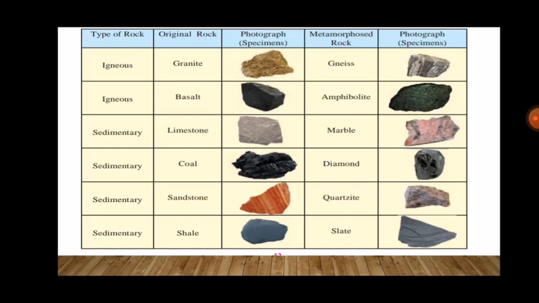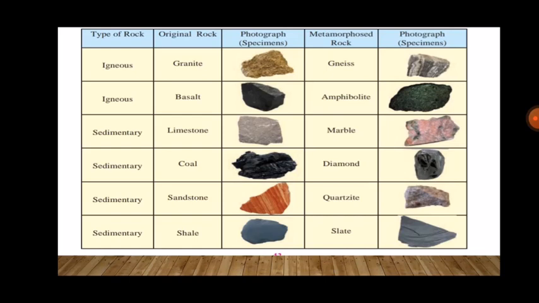Then the next is again igneous. The original rock is basalt, and when it gets metamorphized, it is amphibolite. Okay, and that's the picture of that rock when it gets metamorphized. Then the next is sedimentary, that is limestone. That's the original picture of limestone, and when it is metamorphized, it turns into marble. Okay. Then the next is again sedimentary. The original rock is coal, and when the coal is metamorphized, it turns into a diamond.